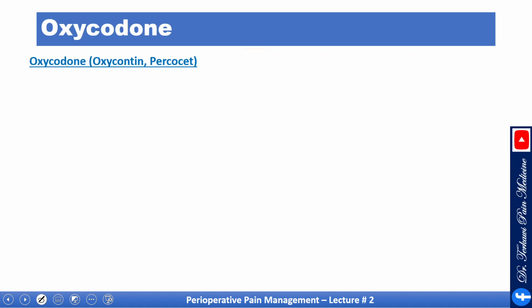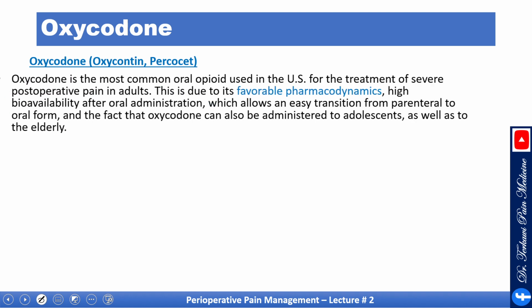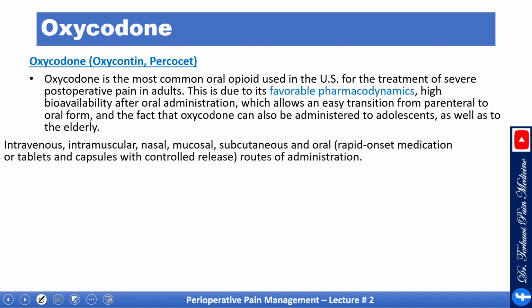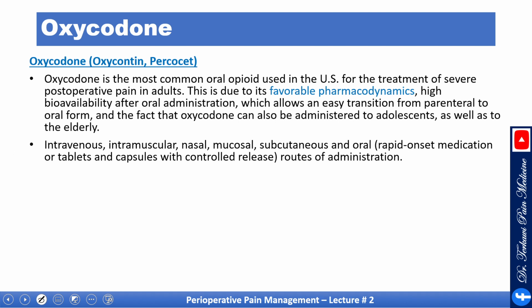Oxycodone, or OxyContin as an extended release, or Percocet as an immediate release, is the most common oral opioid used in the U.S. for the treatment of severe postoperative pain in adults. This is due to its favorable pharmacodynamics, high bioavailability after oral administration, which allows an easy transition from parenteral to oral form, and the fact that oxycodone can also be administered to adolescents as well as elderly. Can be given, again, IV, IM, nasal, subcutaneous.